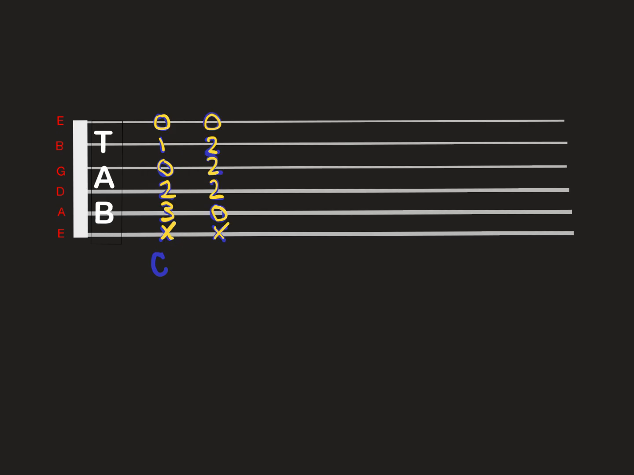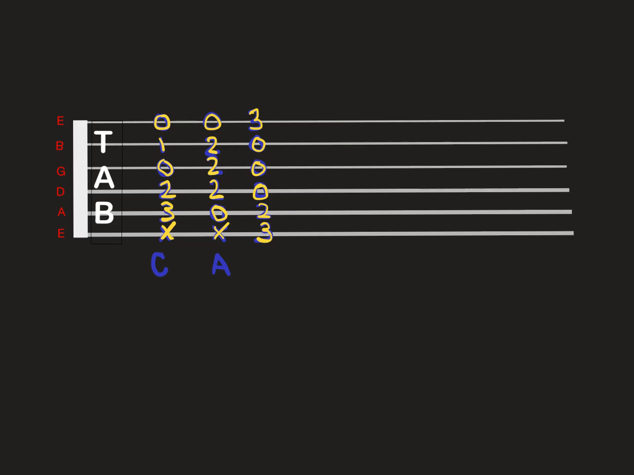Next, I'm going to add in an A major. On the E string here, we see that X again, meaning that it's muted. We've got a 0 here indicating an open string again. And then all together we have 2, 2, 2 across those 3 strings. So if you know the A major chord, then it's starting to make sense how tablature works.